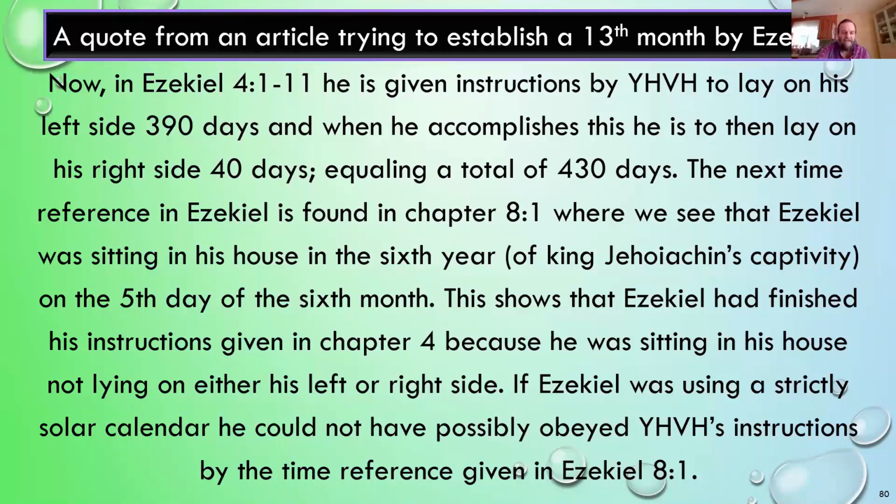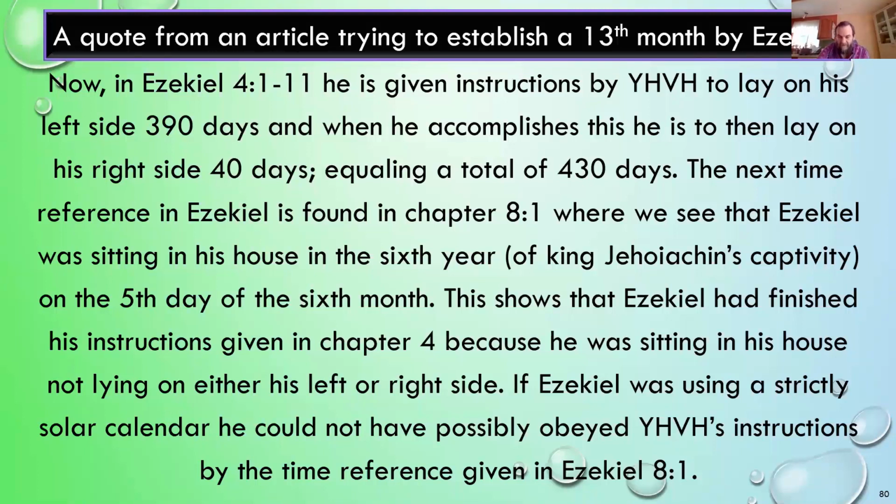was sitting in his house in the 6th year of King Jehoiakim's captivity on the 5th day of the 6th month. This shows that Ezekiel had finished his instructions given in chapter 4 because he was sitting in his house, not lying on either his left or right side. If Ezekiel was using a strictly solar calendar, he could not have possibly obeyed Yahuwah's instructions by the time reference given in Ezekiel 8:1."